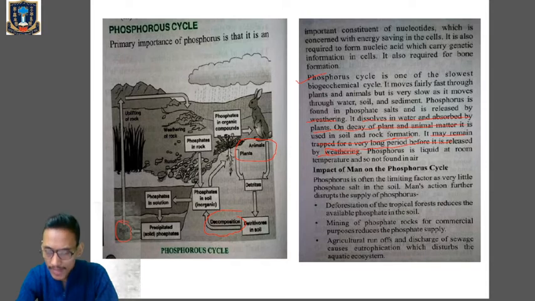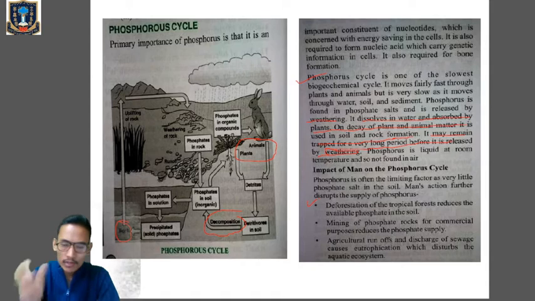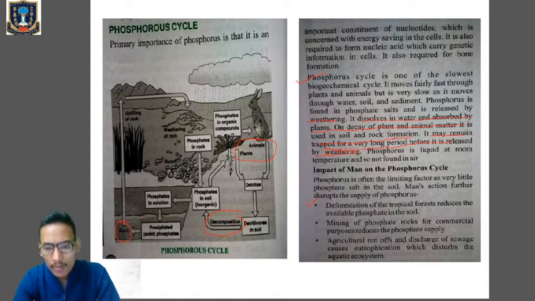Now how does man's action disrupt the supply of phosphorus? First one is deforestation. Now deforestation, I told you, simply means the cutting down of trees. Okay, so deforestation of tropical forest reduces the available phosphate in the soil, because there will be soil erosion. When the soil erodes, the phosphate will also undergo erosion along with the soil. So deforestation of the tropical forest will reduce the available phosphate in the soil. Number two, mining of phosphate rocks, because rocks also contain phosphate, right? So mining of phosphate rocks for commercial purposes also reduces the availability of phosphate supply.